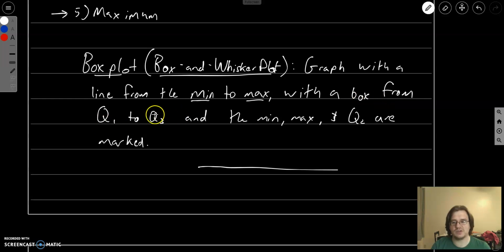A box from Q1 to Q3. So maybe here's Q1 and maybe here's Q3. So we draw a box from Q1 to Q3. And then we mark the minimum, maximum, and Q2, as in the median.